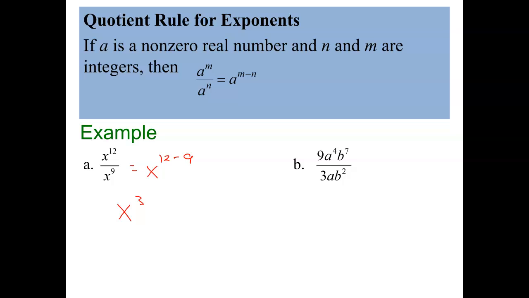Looking at b, I've got to make sure I do my division wherever the bases are the same. So 9 over 3, the coefficients, I just divide those as normal. Simplify that. What's 9 over 3? 3. Okay? So that just becomes 3.